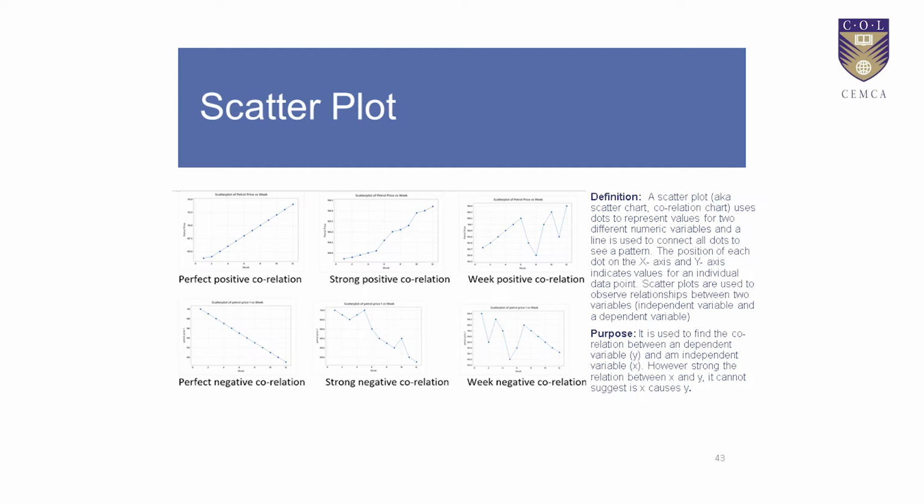The first type that you see is a perfect positive correlation, where whenever x is going up, in the same proportion y is also going up. The second chart says high positive correlation. That means whenever x is going up, y is going up in a higher proportion. So it's like you increase x by one value and y increases by more than 2 or 3 values. That's a very high positive correlation.